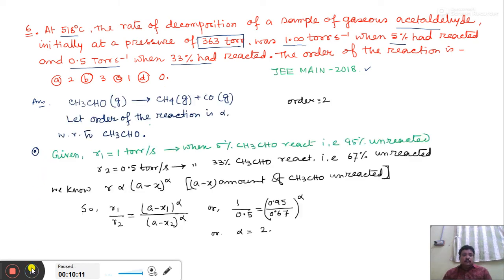Now we know when CH3CHO undergoes dissociation, it forms CH4 and CO gas.